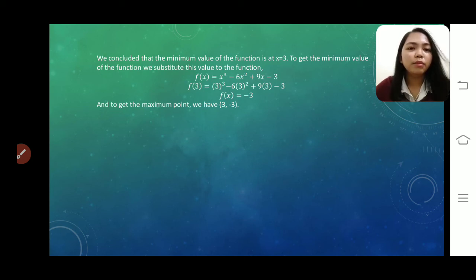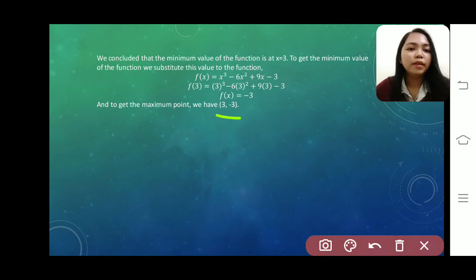To get the minimum value of the function, we substitute this value to the function. So, same thing again. Specifically, our minimum point is located at (3, negative 3). So, just change this, it's a minimum point now. I'll just copy-paste that. This is now the minimum point, (3, negative 3).